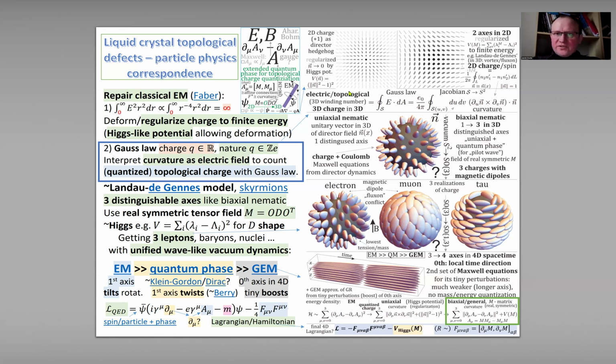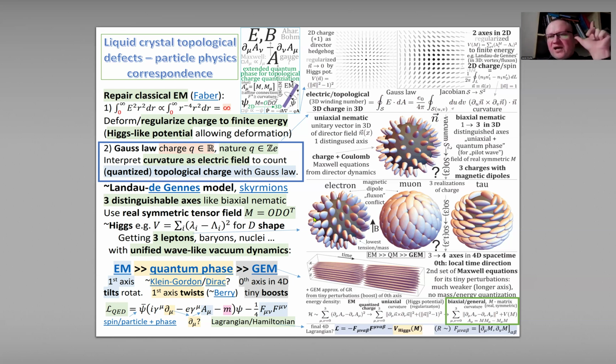So here is for charge 1, here is for 1/2. If you go around, the number of rotations of the field is 1/2. So we can also get the kind of spin 1/2 configurations here. Then we get this topological charge as quantized electric charge. Then we can, for example, have three different axes. It's called biaxial nematic. We can get a hedgehog of the three axes, so kind of three leptons.